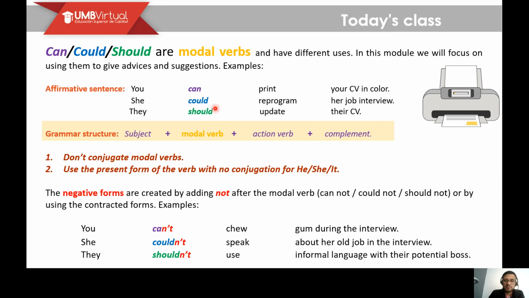Entonces, aquí tenemos estos tres que podrían más o menos ser iguales. Tú puedes imprimir tu hoja de vida a color. Es una posibilidad. Ella podría reprogramar su entrevista de trabajo y ellos deberían actualizar su hoja de vida. Eso es como lo que quiere decir, como en los casos en los que podamos utilizarlos.